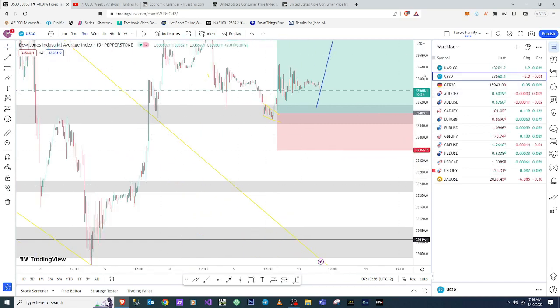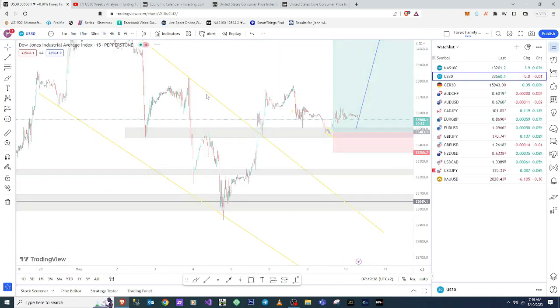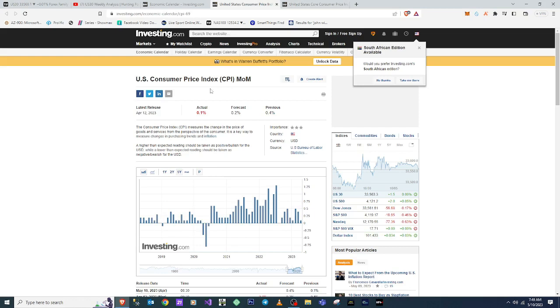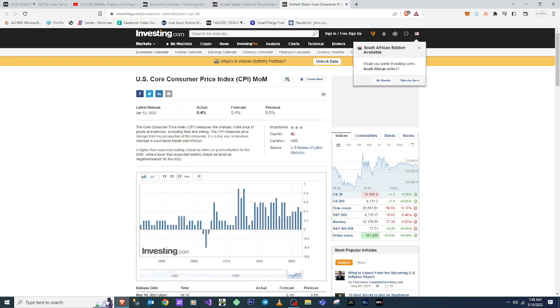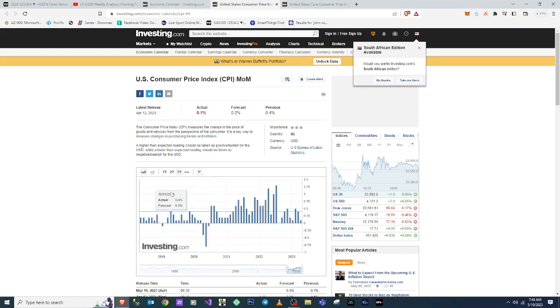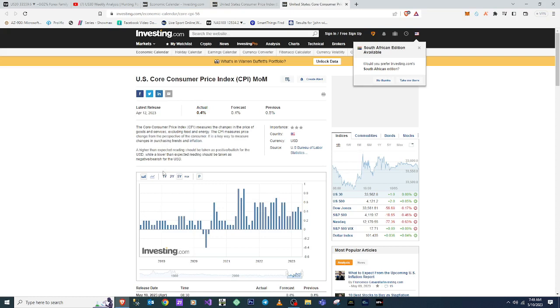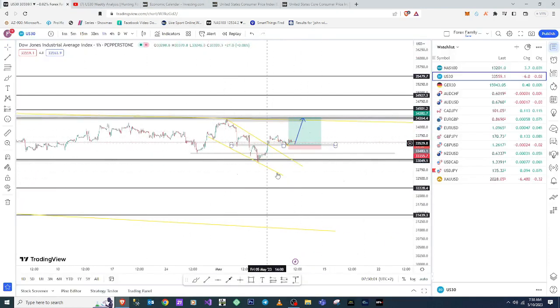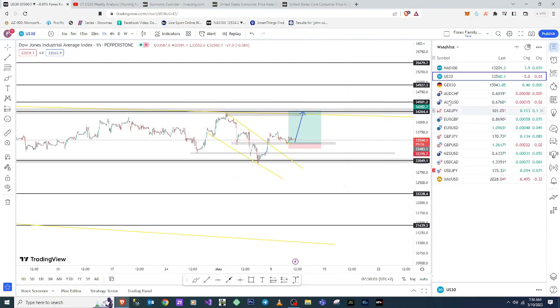Nonetheless, today is CPI. Let's analyze CPI's result and see what's going to be happening, guys. So, core CPI month on month. We have another CPI, consumer price index month on month, as well. We're seeing it at the actual of 0.1%, and then the other one is at 0.4%, and the previous was 0.5%. Let's see what the analyses are saying, guys.